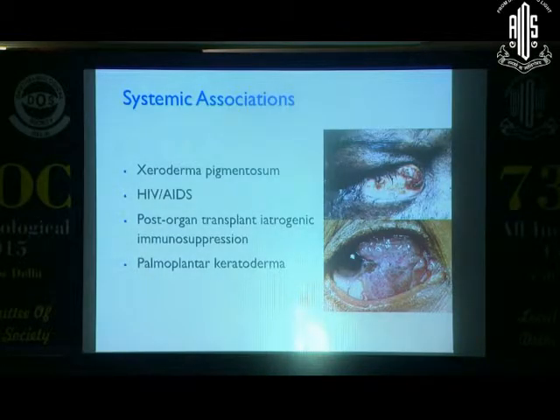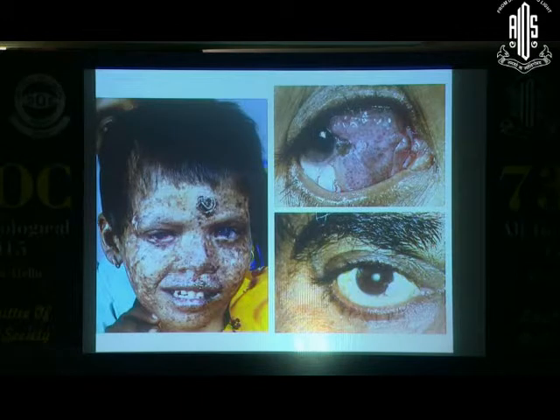Now, what are the systemic associations of squamous cell carcinoma? Xeroderma pigmentosum, immunosuppression, HIV, post-organ transplant, and palmoplantar keratoderma. It's a very, very rare syndrome. Now, as you can see here, this child had developed squamous cell carcinoma way younger in her age, and she had recurrence and bilateral presentation of squamous cell carcinoma.